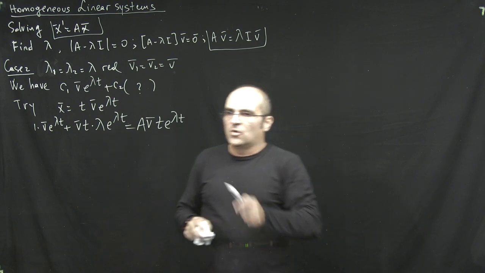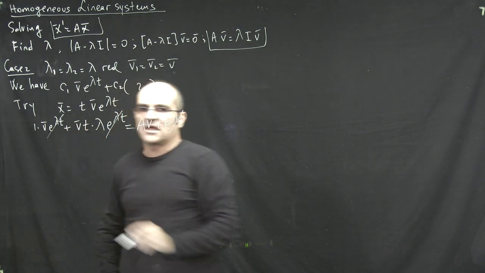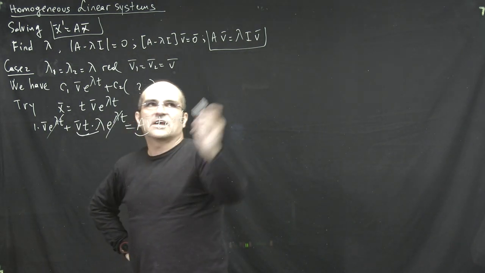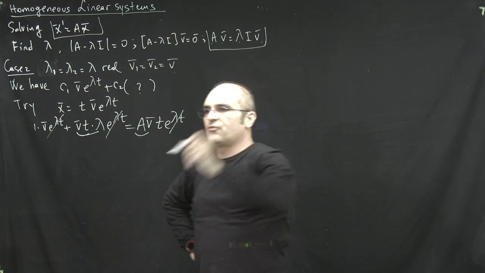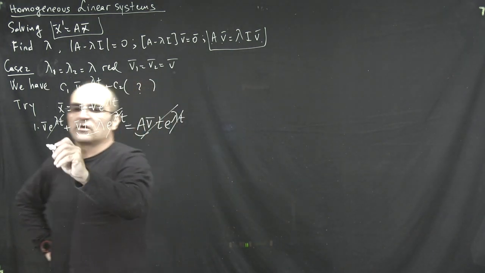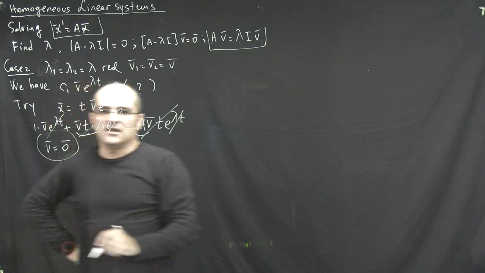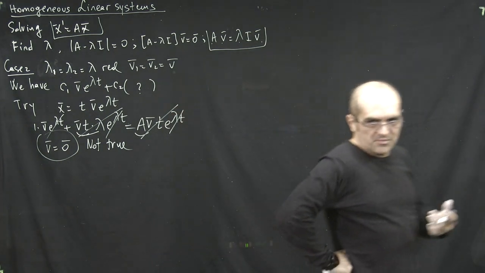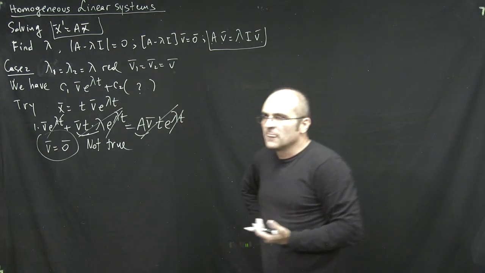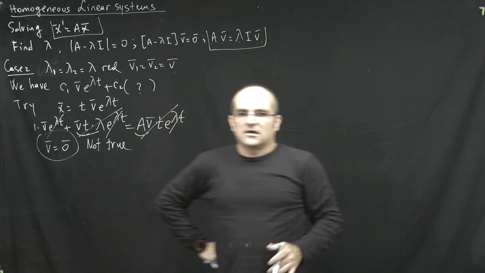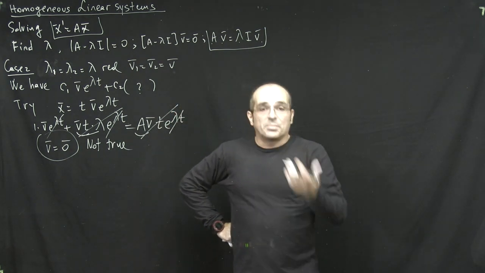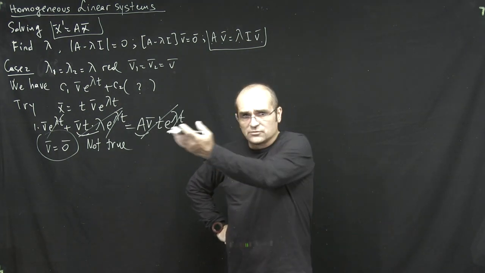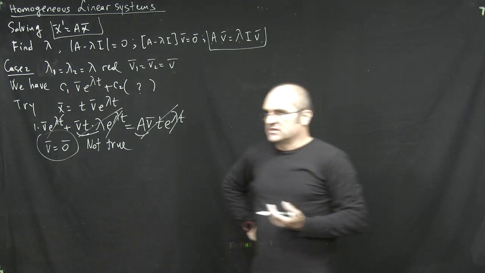It's not going to work. Notice I can cancel as before e to the lambda t, but A v bar is lambda v bar. So therefore these cancel as well, and this will lead to v equal the 0 vector, which we know is not true. So we know that the eigenvector is not going to be the 0 vector. That's how you found it. So if I simply plug in t times the previous solution, we're not going to obtain the second independent solution as we need, because it will lead to v equals 0, which we know is not true.